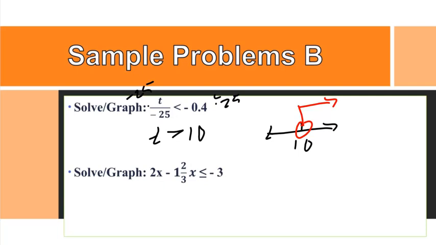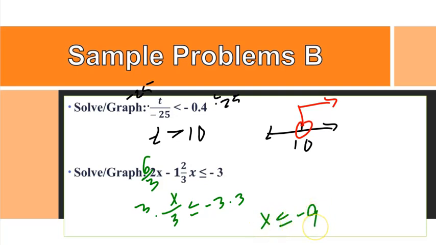Next, this is 6/3. So if I write this as 6/3 x minus 5/3, is 1/3. So this is x over 3 is less than or equal to -3, multiplied by 3 on both sides. X is going to be less than or equal to a -9. We got -9 here. Filled in circle at -9. Less than means goes to the left.